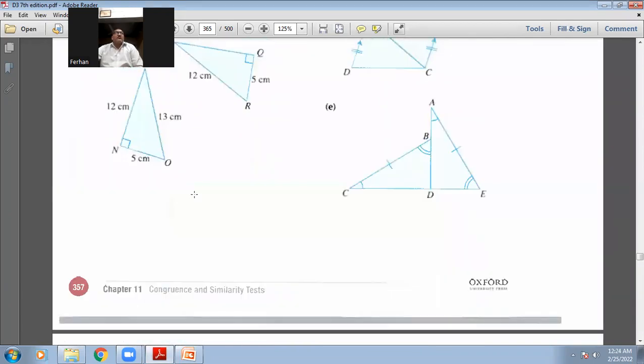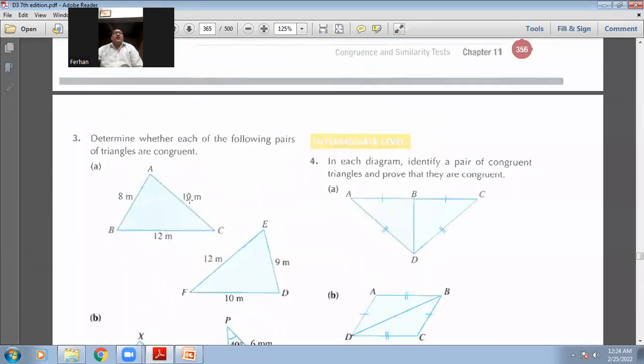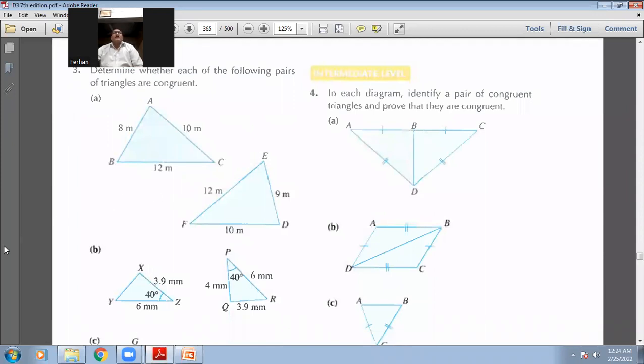So we are done with the question number 3. Now we are moving to the question number 4. In each diagram, identify a pair of congruent triangles and prove that they are congruent. So here in this diagram, you can see this triangle and this triangle will be compared. ABD and the CBD, they will be compared with each other.